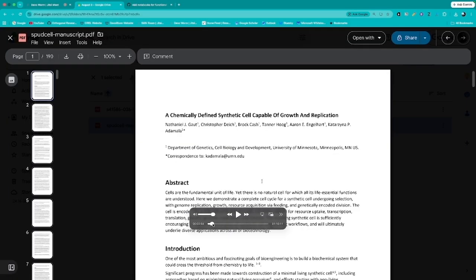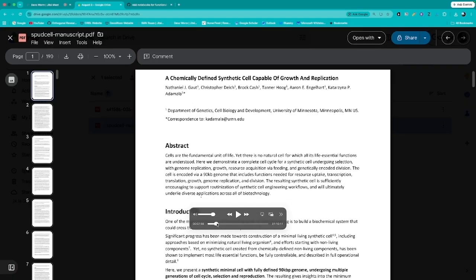Now this is known as the Spud cell paper. The title here is a chemically defined synthetic cell capable of growth and replication. So it's one of these early life papers, and the shorthand for it is Spud cell. And so we went through this paper a little bit, talking about what they were doing. And it's basically the type of thing that they do in early life research, in origin of life research.